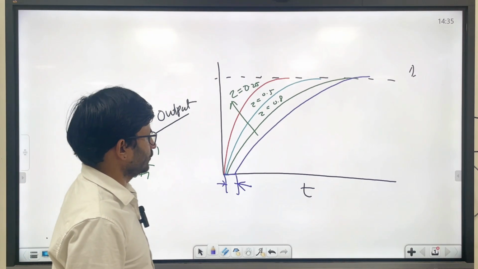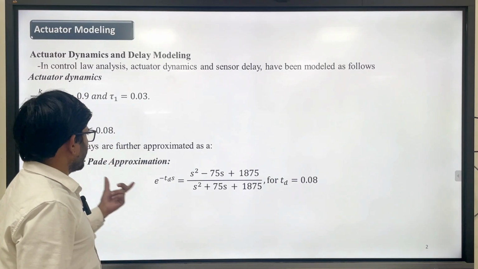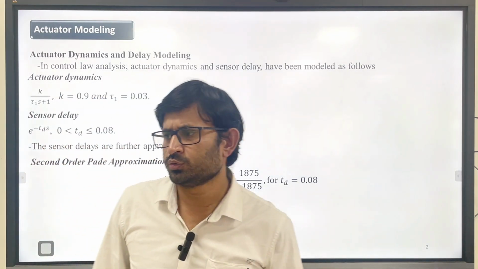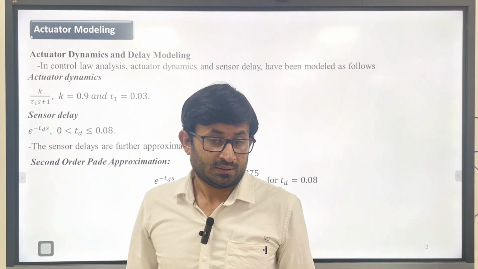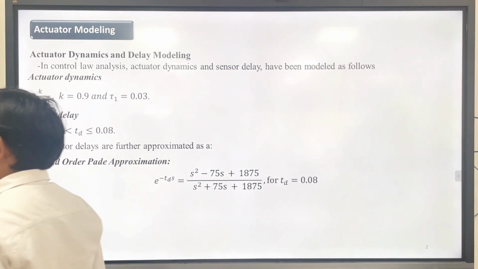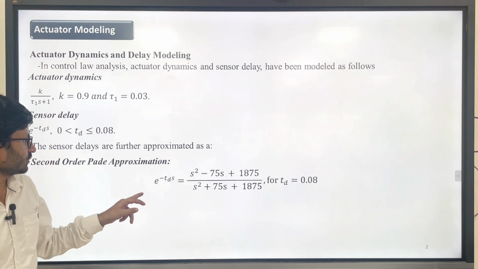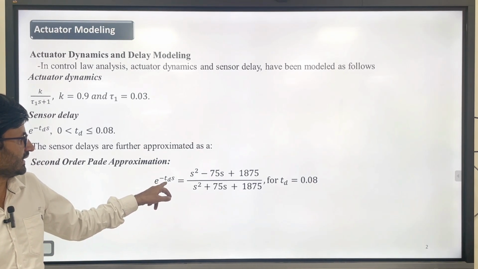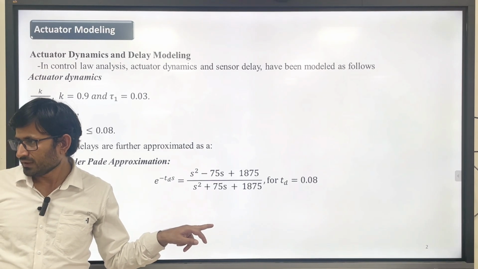So the question is, how will you model the delay when you design the control system? You can use a Padé approximation to model it. You can use Padé first order and Padé second order, but practical results show that the Padé second order approximation is good. So like e to the power minus Td into s, where Td is the time delay.